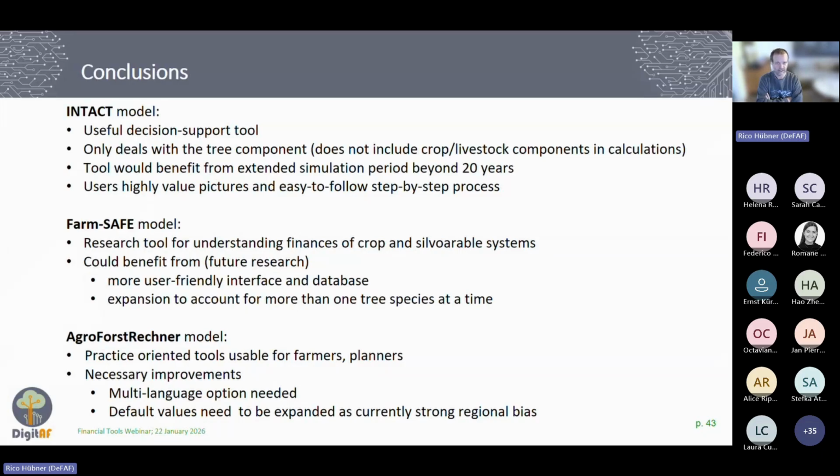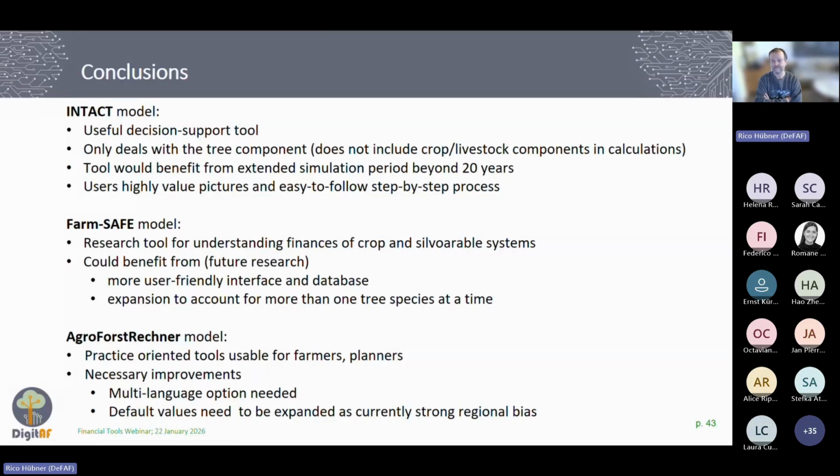I already saw in the chat that in economic terms, 20 years is too short, but on the other hand, often farmers would like to have some positive figures after fewer years than 20 years. So I think it's very valuable also to look at the first 5, 10, 20 years, and an easy to follow step-by-step process.